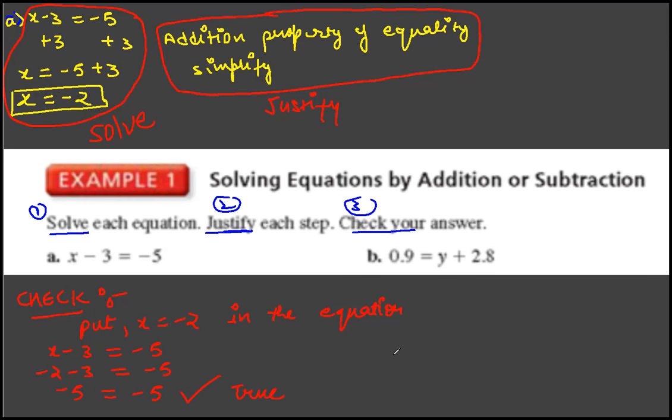So this is how we are done with all three things in one question. Another question is also given here. You can try this one as an example.